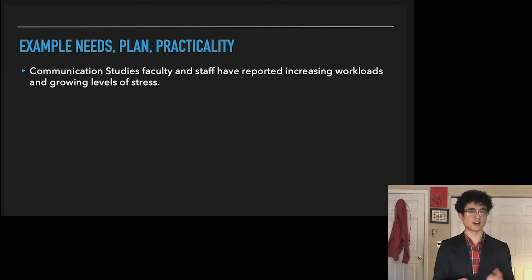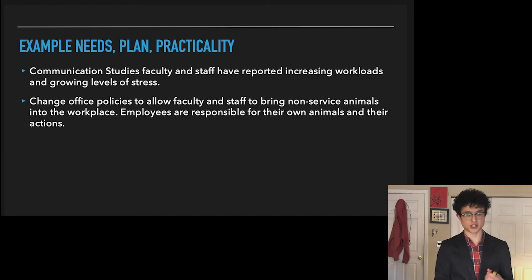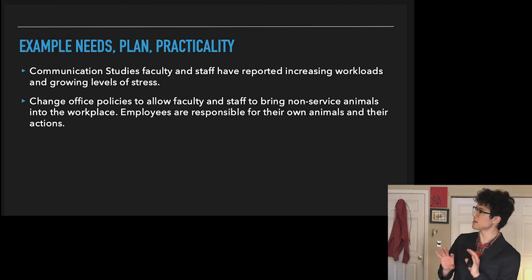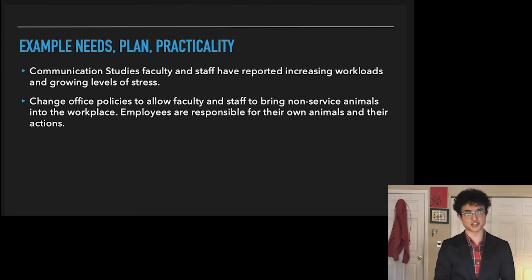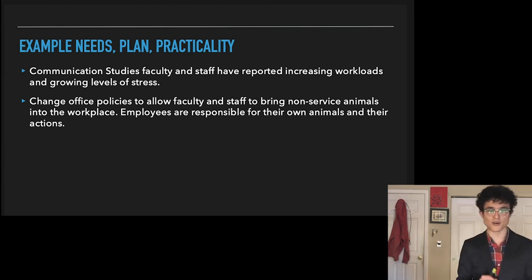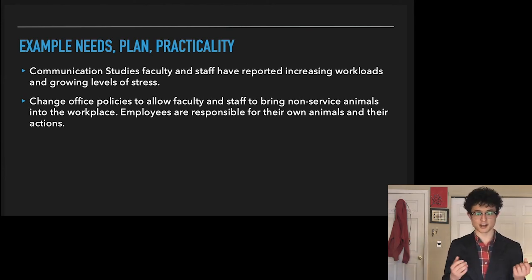So once I've talked about my need, I'm going to offer a policy solution. So my proposed policy solution, and if you can tell, this was written before we were doing online teaching, but perhaps my proposed policy is that we change the office rules to allow all our faculty and staff to bring even non-service animals into the workplace. So basically we're allowed to have an office dog or an office cat.